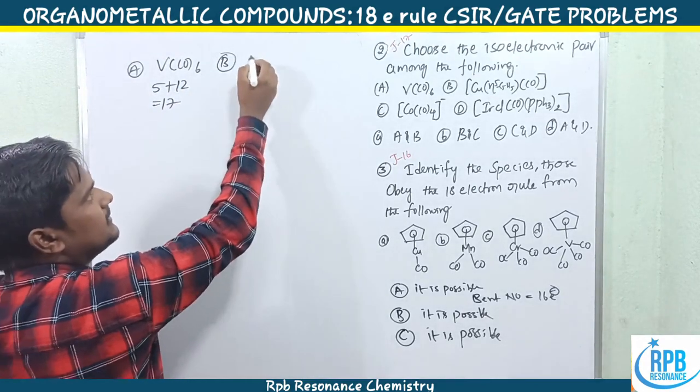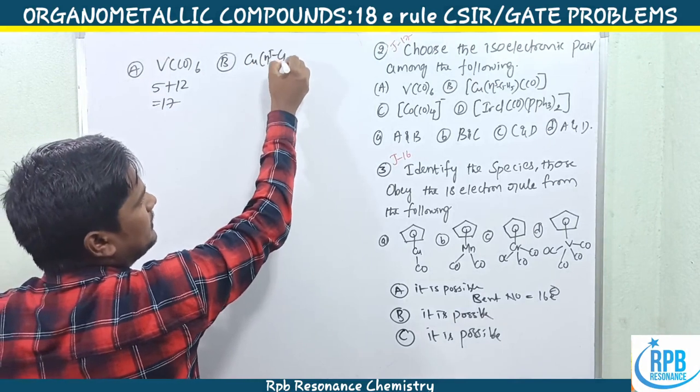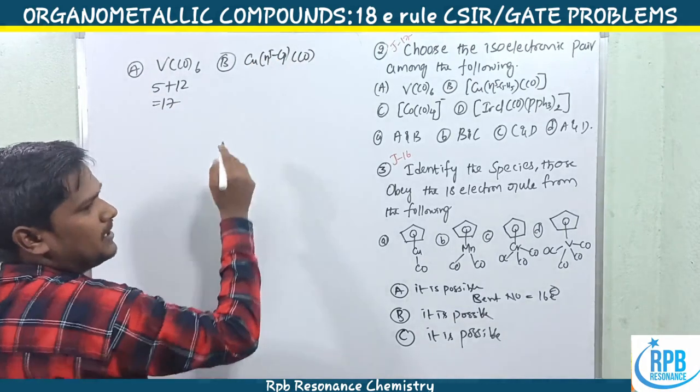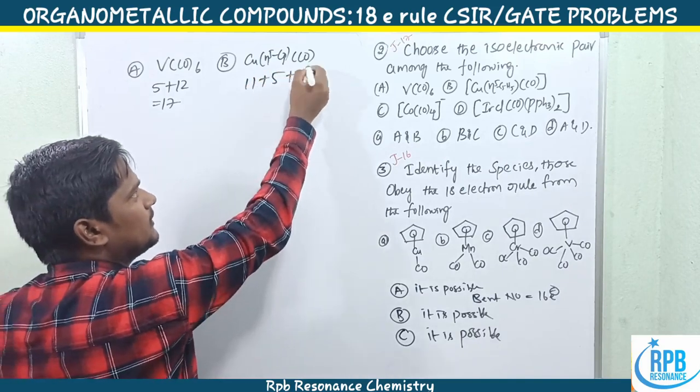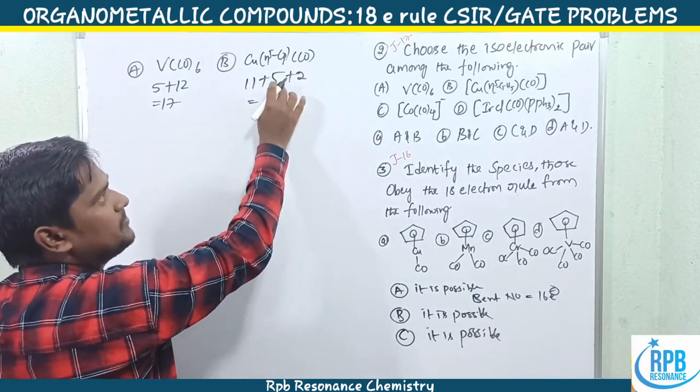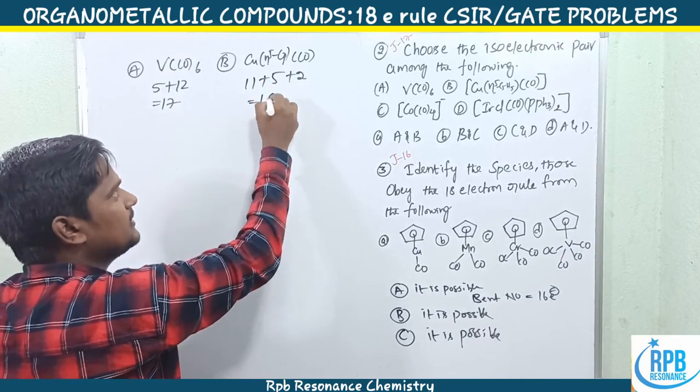So B is Cu(η5-Cp)(CO). Copper belongs to 4s1 3d10, that means 11 electrons. So η5-Cp is a 5 electron donor, CO is a 2 electron donor. 11 plus 5, 16, 16 plus 2, 18 electron donor.